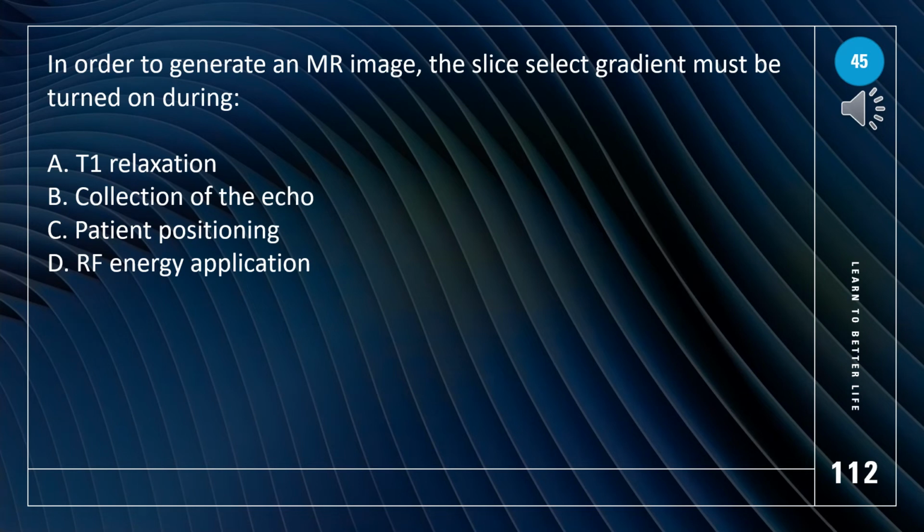In order to generate an MR image, the slice select gradient must be turned on during when A. T1 relaxation. B. Collection of the echo. C. Patient positioning. D. RF energy application. The answer is D. RF energy application.